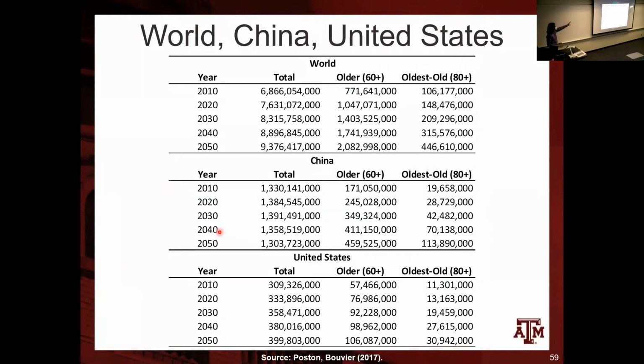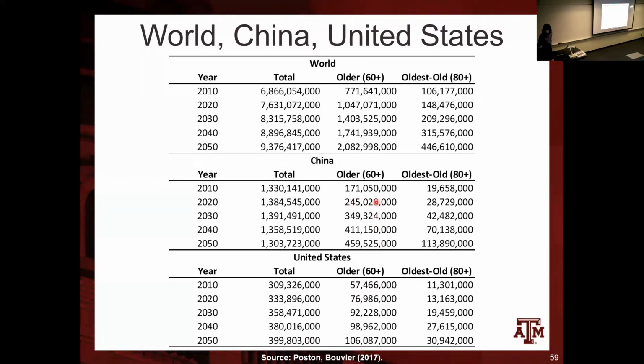And these numbers, I pretty much got them from this table that's shown in the textbook, right? We have at the top the number of people, the overall population in the world from 2010 to 2050, the number of people with at least 60 years of age, at least 80 years of age, and then in China and in the US.